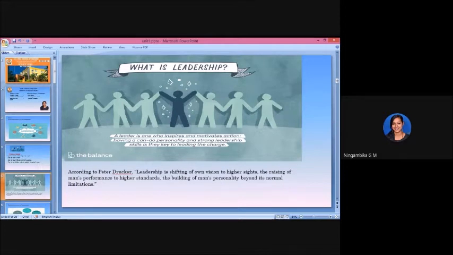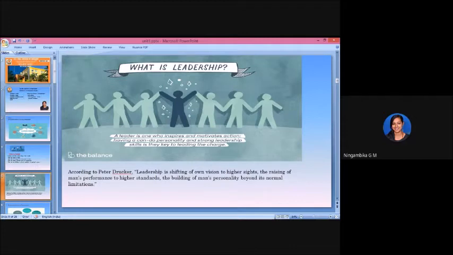Leadership is a process by which an executive directs, guides, and influences behavior. That is the general meaning. Now, according to Peter Drucker, what exactly does leadership talk about? We can see different shades of meaning in this definition. We'll understand them one after the other.